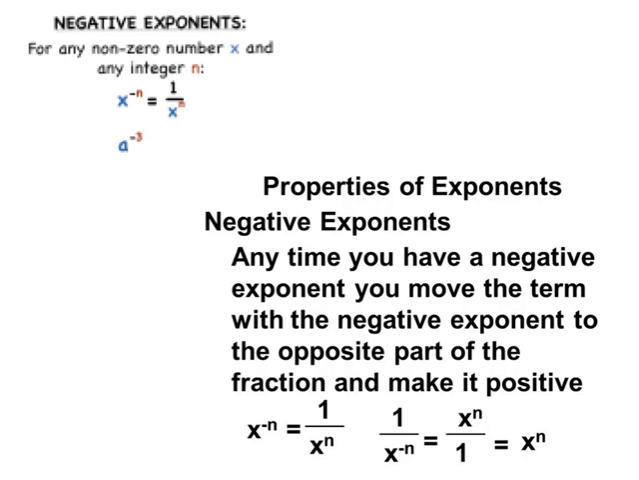Welcome today to Saxon Algebra 1, 3rd edition, Lesson 57. Lesson 57 is on negative exponents and properties of exponents and negative exponents.